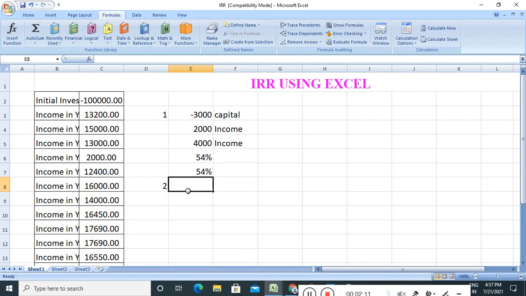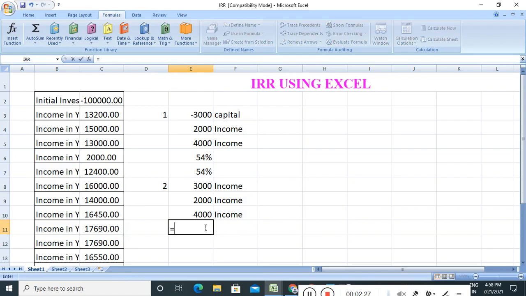If you don't have negative figures, what is your answer? The same 3000, 2000 and 4000 I will give. Here all the figures are income only. So when all of them are income, what will be the result? Let us calculate the same IRR here. Select the values and see the result. It is #NUM. It means there is no negative value, everything is positive. We are calculating returns or rate of interest, but nothing is invested here.